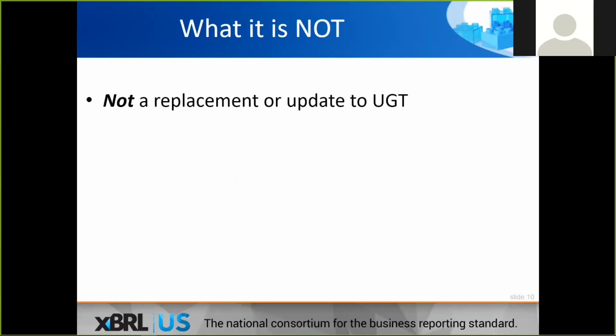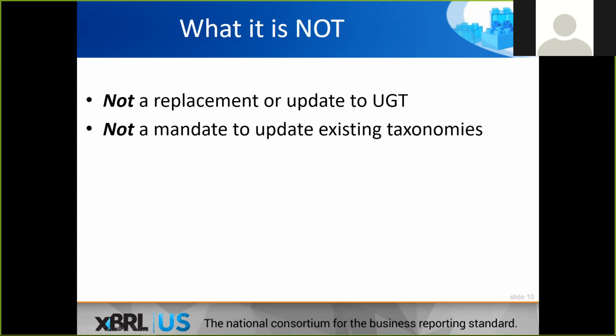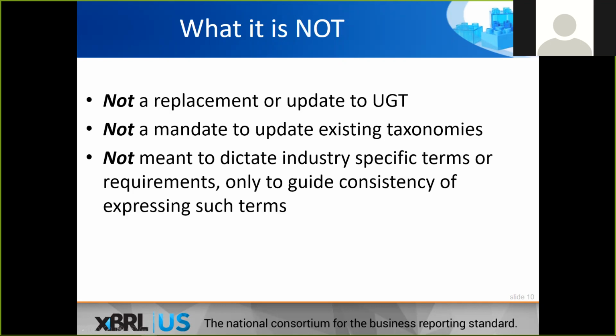What it's not, and I do want to make this point, this is not a replacement or an update to UGT. We're basically laying down what we feel are the base things that are going to apply to taxonomies going forward. We hope that as we go through the process of marketing this, other organizations and groups that are already following part of it will adopt more and more of it over time. And that'll really help out with consistency. So it's not a mandate to update existing taxonomies. And it's not meant to dictate industry-specific terms or requirements, only to guide consistency expressing such terms.